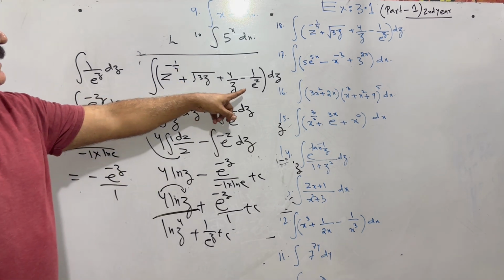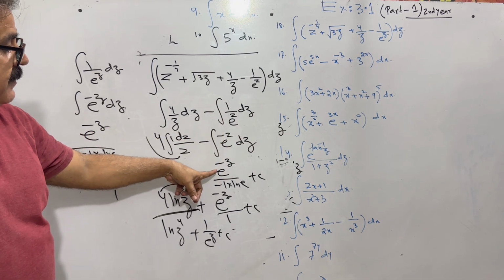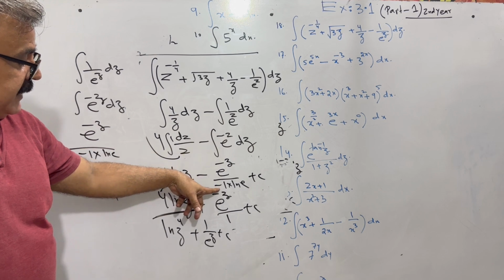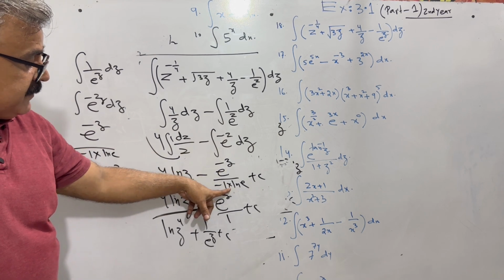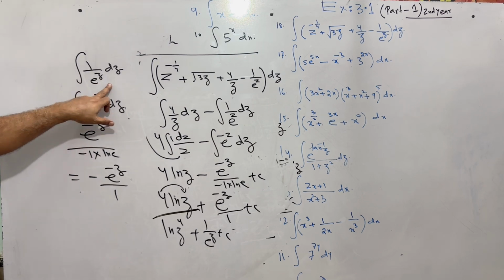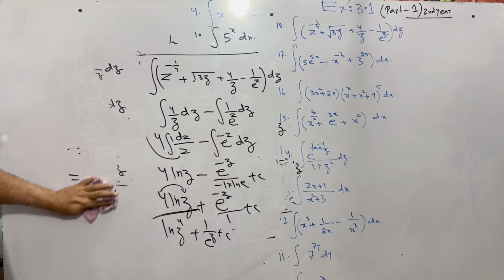1 over z means ln z. It can be written as e raised minus z. Integration of e power minus z is e power minus z, divided by the derivative of the power, which is minus 1, and base with ln. We have to divide by this quantity. To me, it is base constant, power variable.